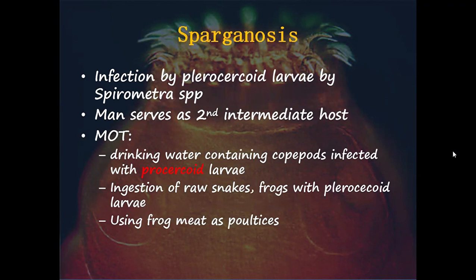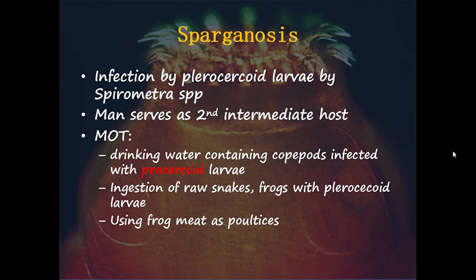Okay, what is sparganosis? So this is an infection by the plerocercoid larvae of Spirometra species. So you remember what is a procercoid larvae? Humans generally do not ingest the procercoid larvae as the route to become the definitive host, because the procercoid larvae will infect your second intermediate host.